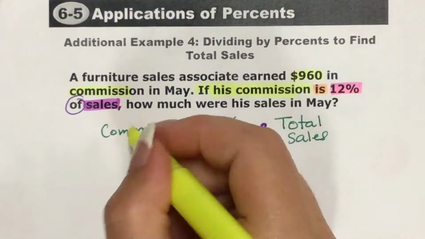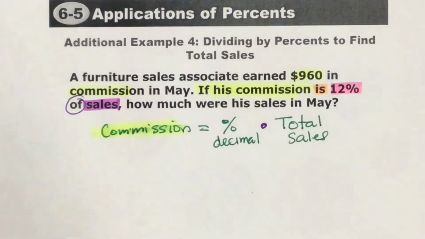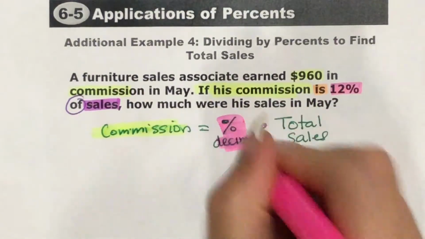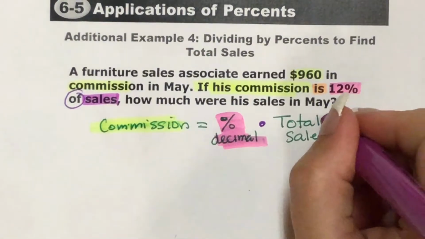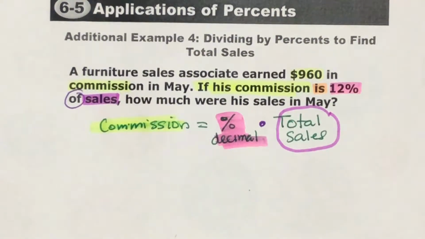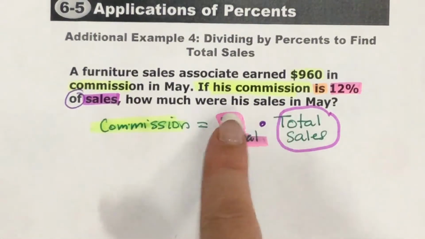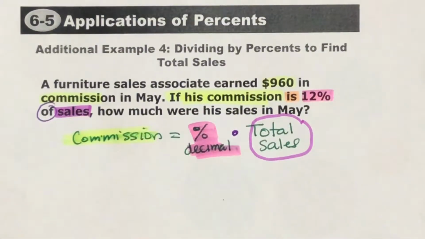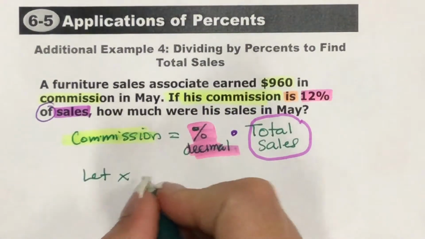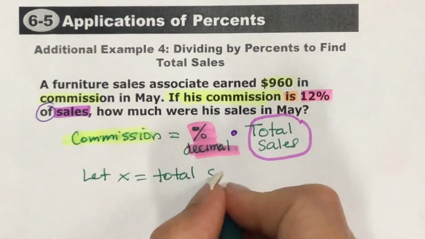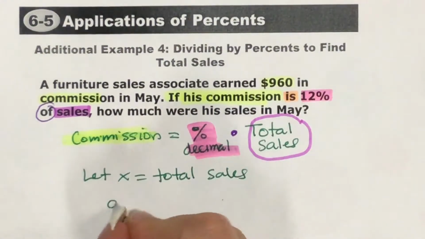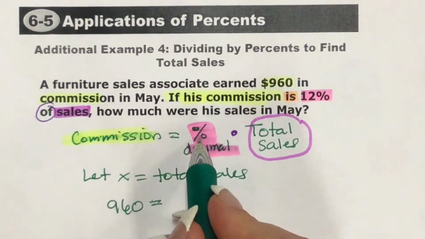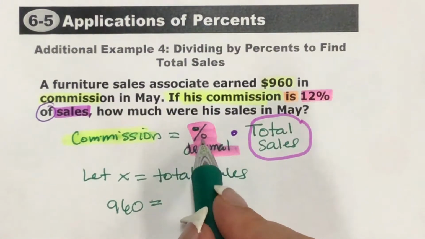The commission is the percent in the form of a decimal of, which is multiplication of the total sales here. Okay? Now the thing that we don't know is how much were his sales in May. So we're going to let X equal the total sales. And then we're just going to plug in the information. So what was the commission? The commission was $960 equals the percentage in the decimal form.